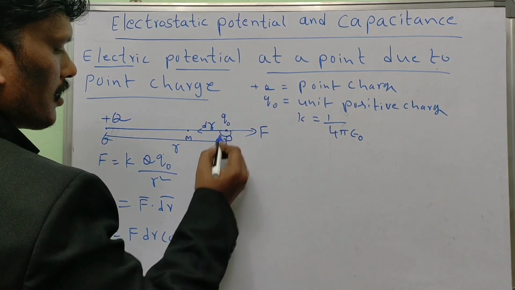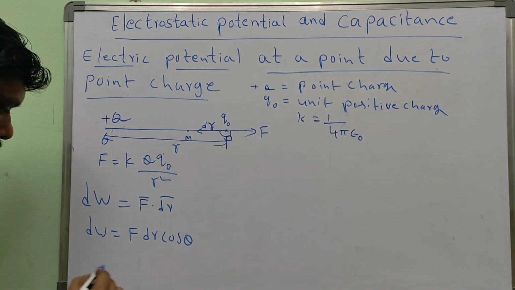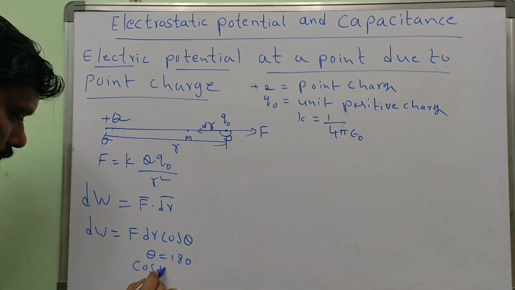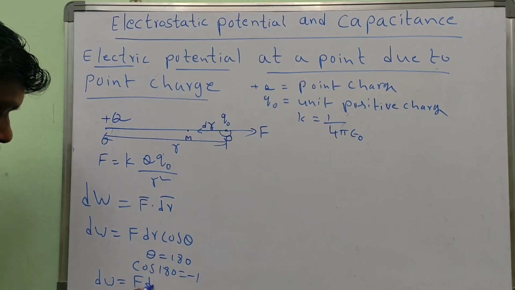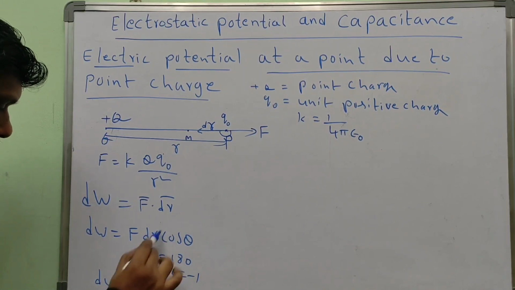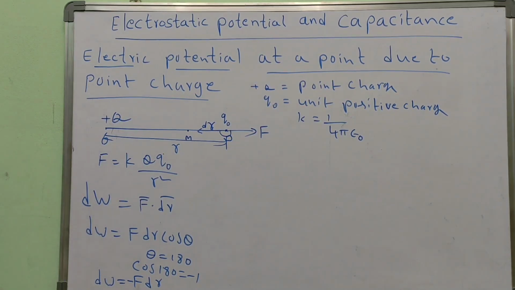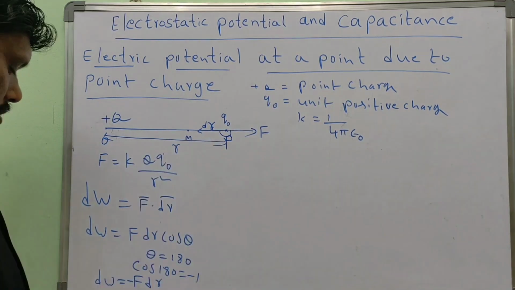Both are in opposite directions and the angle is 180. Then cos 180 value is minus 1. So theta value is 180 and cos 180 value is minus 1. Then W is equal to F dr into cos 180, which is minus 1. That's why I'm going to write minus. That is the required work done to move the q naught charge from P to M.